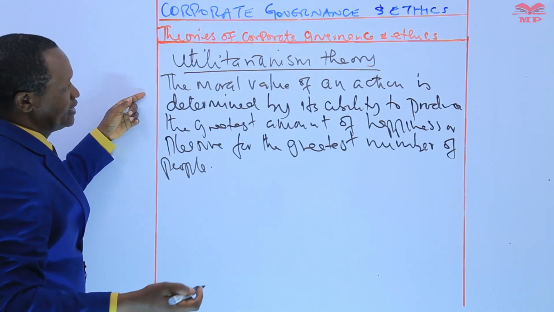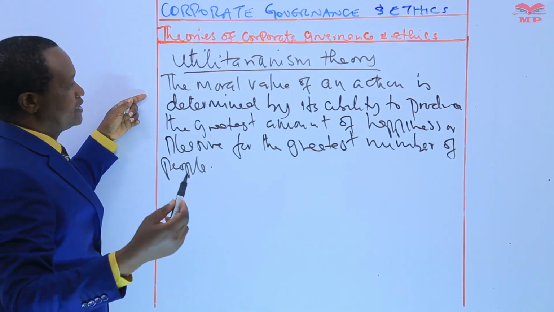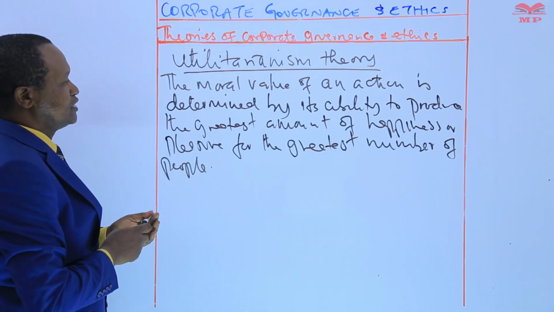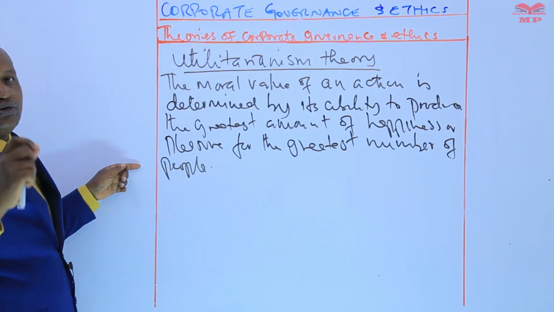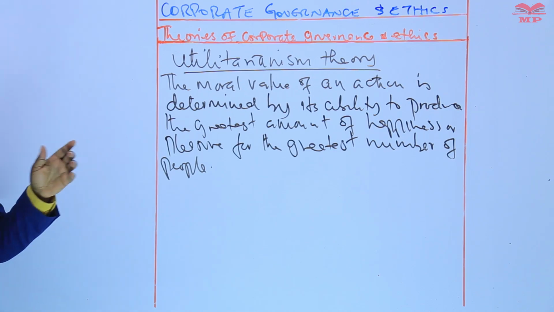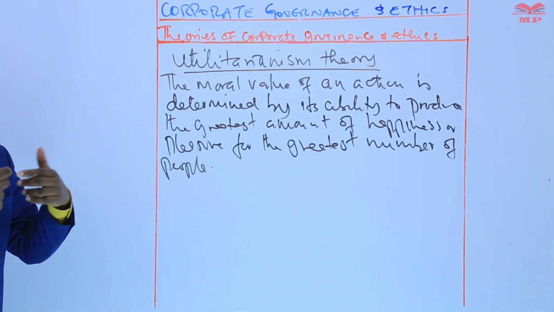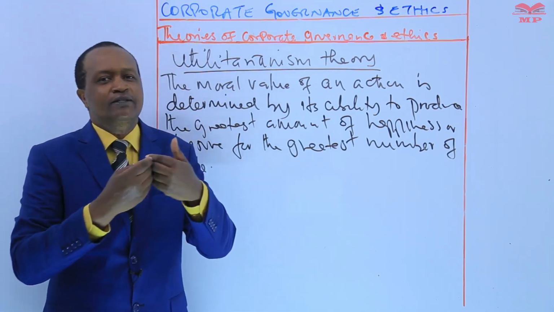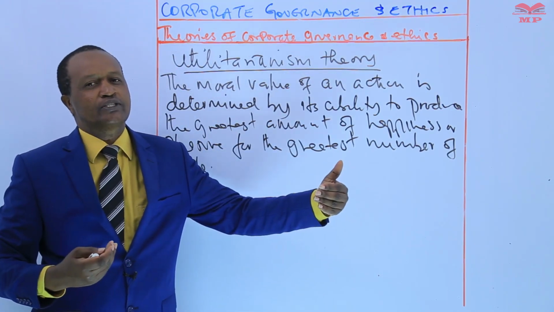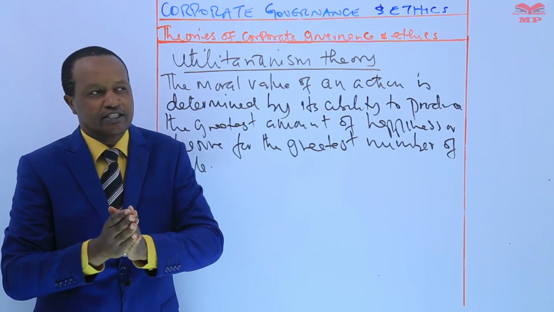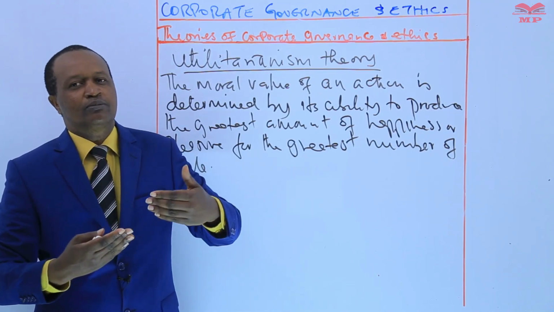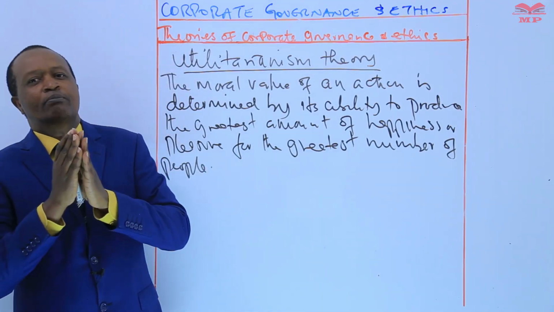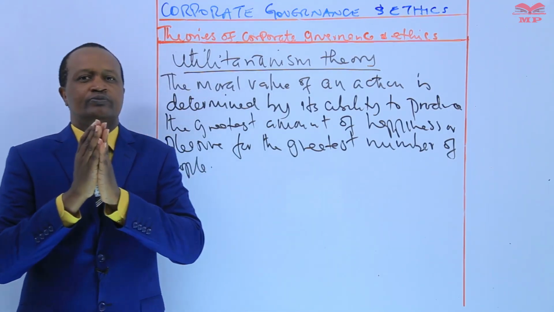It suggests that the moral value of an action is determined by its ability to produce the greatest amount of happiness or pleasure for the greatest number of people. And according to this theory, actions that produce the greatest net benefit to society are considered morally right, while actions that produce more harm than good are considered morally wrong.